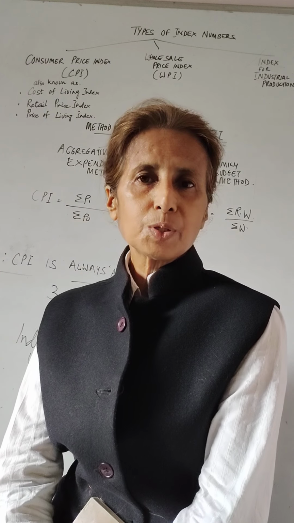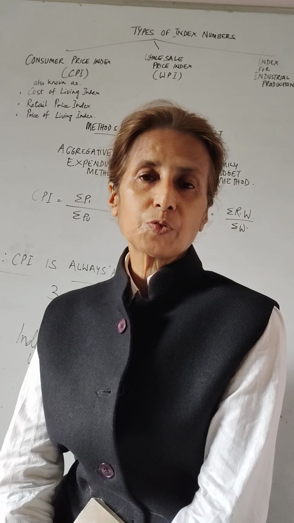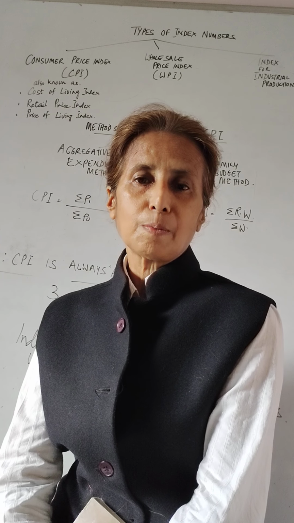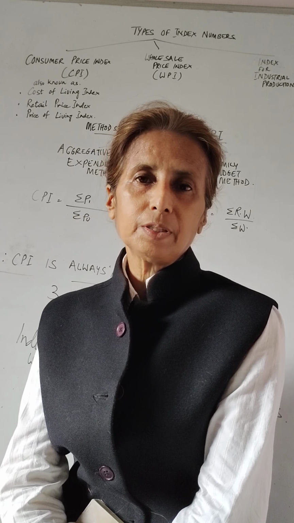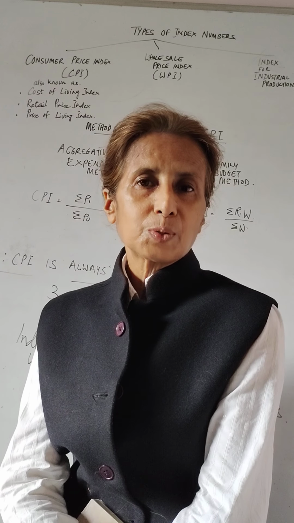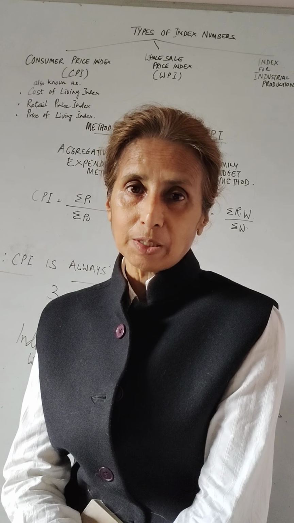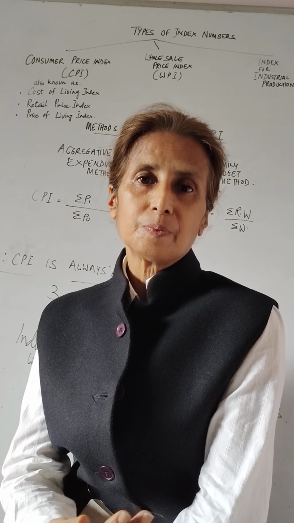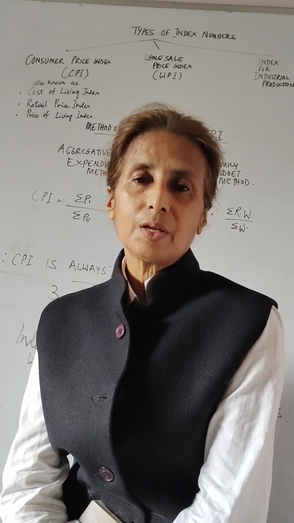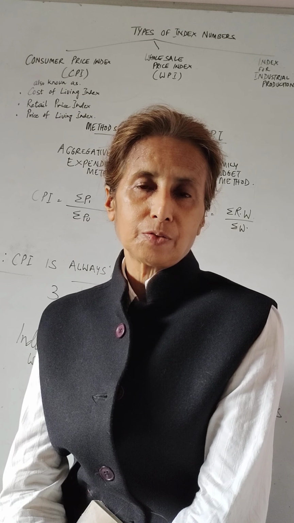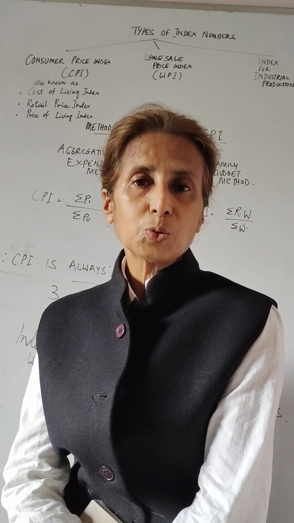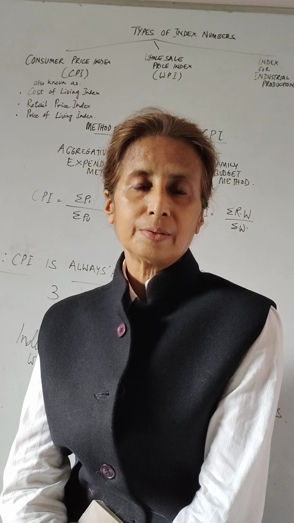And in index numbers, we talked about the methods of constructing index numbers. There are two types, simple and weighted. And there are just two methods: one is the aggregative method and the other is the average of price relative. Okay, so index numbers are calculated like that.